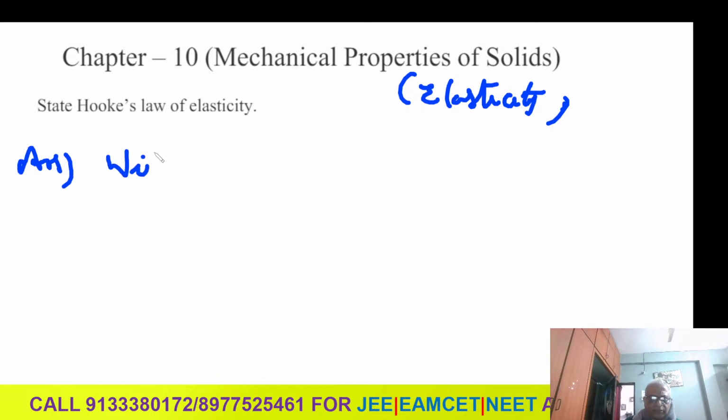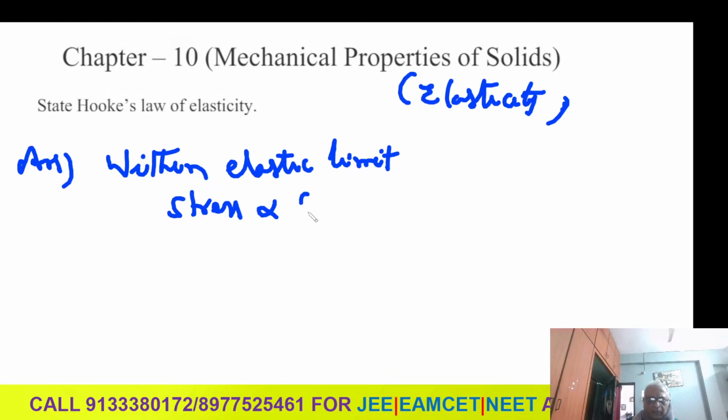Within elastic limit, stress is proportional to strain. What is stress? Restoring force by area. What is strain? Linear strain means change in length by original length. Volume strain means change in volume by original volume. Within elastic limit, stress is proportional to strain. Stress by strain is a constant at a given temperature.